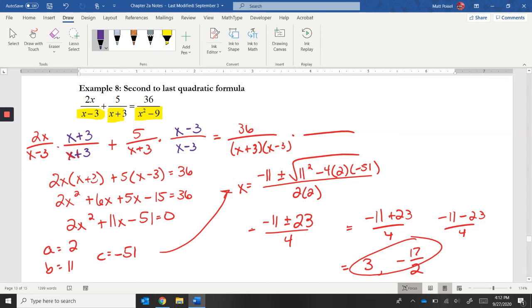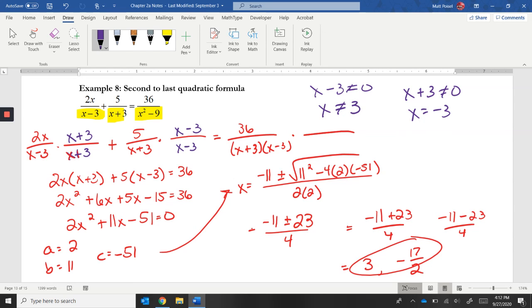So we talked about this a little bit before. We can't have 0 in the denominator. So I'm going to go back and look at my denominators. X minus 3 cannot be equal to 0. So that means x can't be 3. X plus 3 cannot equal 0, which means x cannot be negative 3. And then actually that last denominator is the same thing, so we're covered.